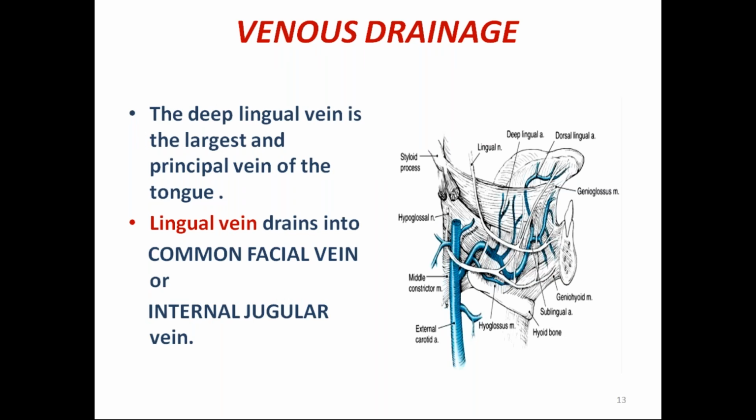And coming to venous drainage. Similarly, the deep lingual vein, which is the largest and is the principal vein of the tongue, and other lingual veins, short lingual veins, also drain into the common facial vein or internal jugular vein.